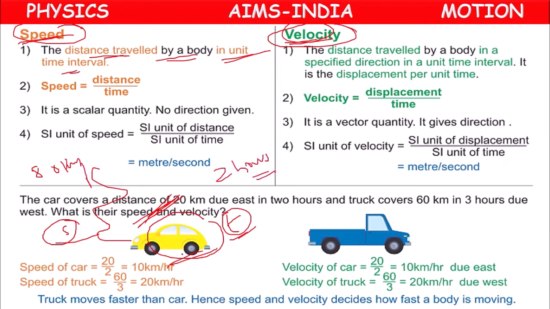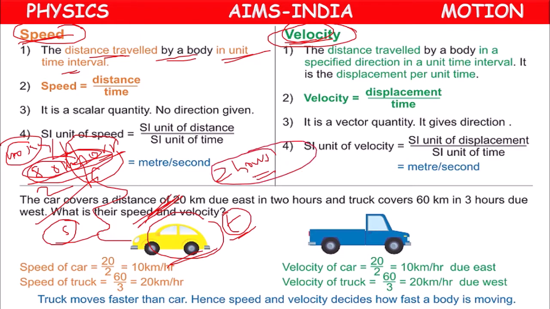But we have to calculate in 1 hour, in unit time. So 80 divided by 2, we will get 40 kilometers per 1 hour. This 1 hour is unit time. In unit time, how much distance it has traveled is called speed. So here 80 kilometers is not the speed. 80 kilometers is the distance traveled in 2 hours.